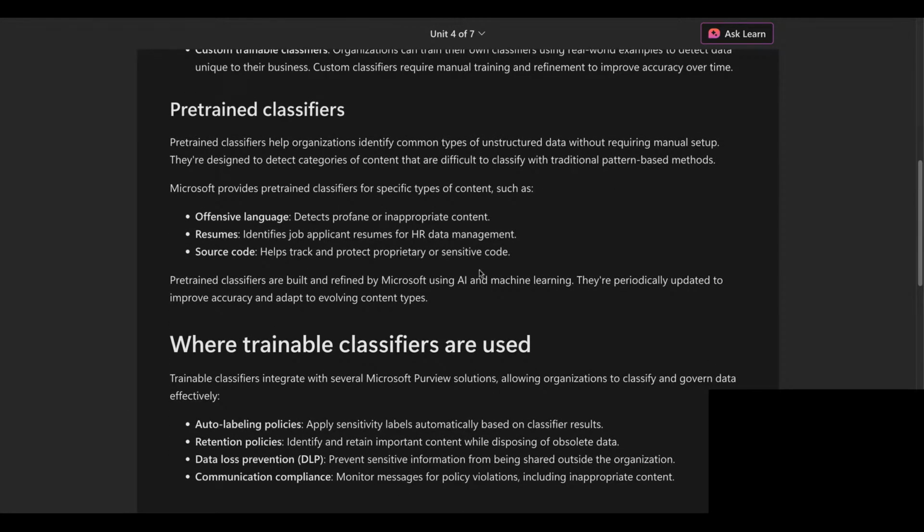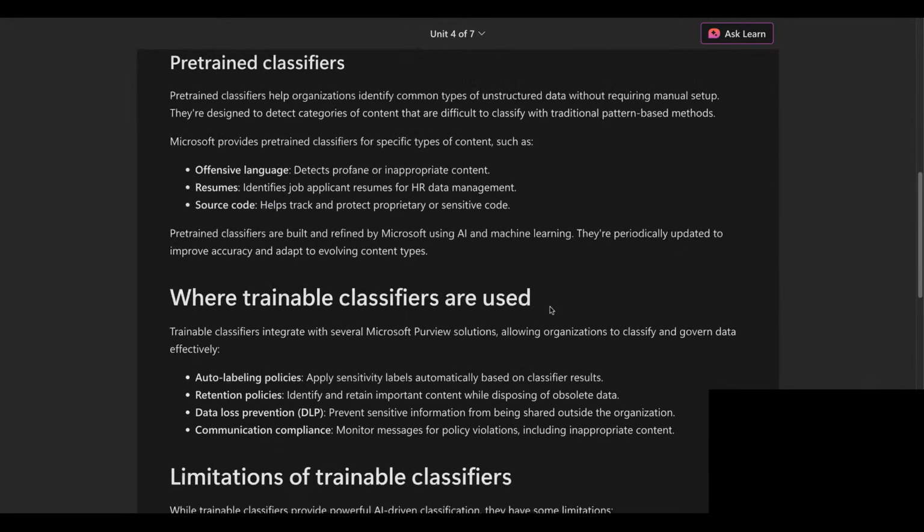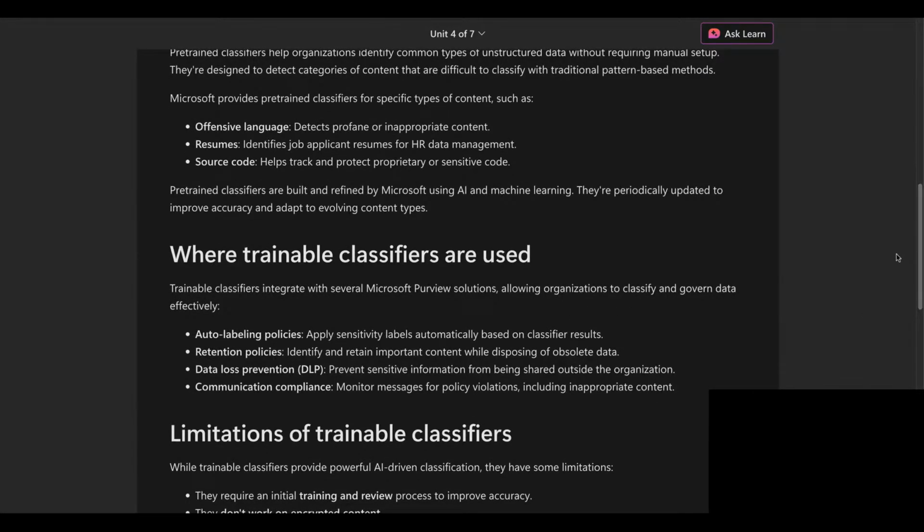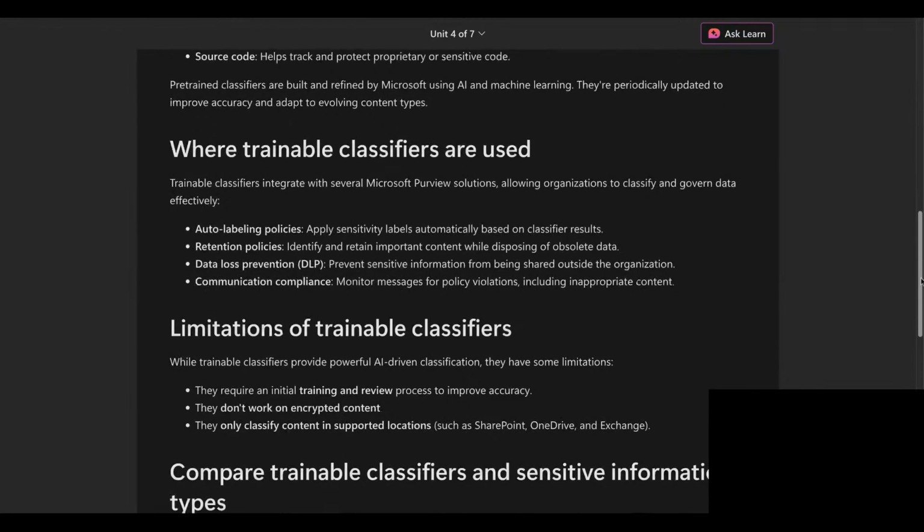And then another thing is that trainable classifiers can help you. It provides pre-trained classifiers for specific types of content such as offensive language, resumes and CVs that I was talking about, and source code, so it can help you track and protect your sensitive code. Maybe you're building new applications in your company, you can protect them using classifiers. Let's scroll down.